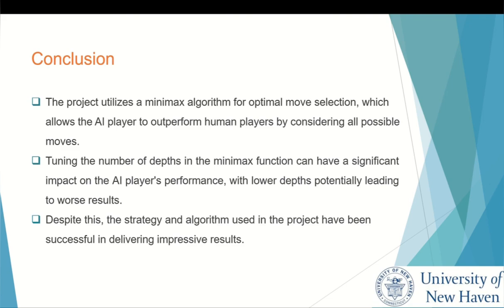Coming to the next point, tuning the depth in the min-max function can have a significant impact on the AI player's performance, with a lower depth potentially leading to worse results. If we don't have the maximum or best depth, the AI player can calculate only a smaller number of states, and it has to choose only from those states. If it calculates more possible states, it can choose the best one. Then this agent will perform better than the one with lower depth.